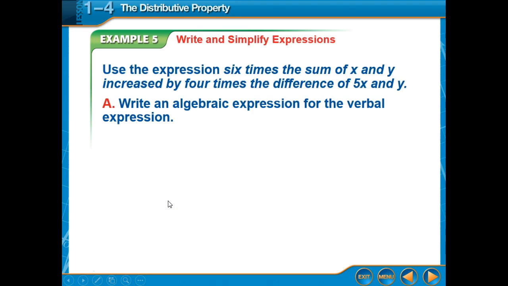We are going to move into writing and simplifying expressions, but I'm going to save that for part 2, and that's really all I have to say about that right now, because we're getting to about 20 minutes, and I want you to take about a 5-minute break.